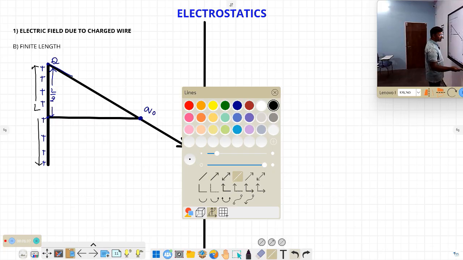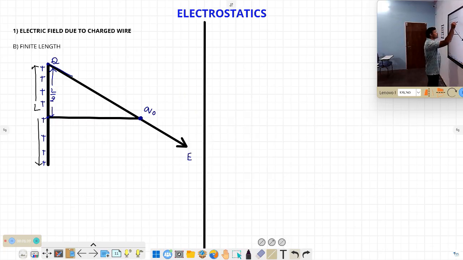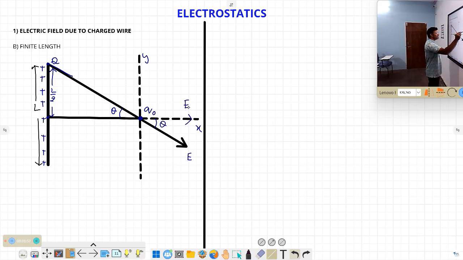Now to explain the calculation, we use the concept of choosing a coordinate system. So this is the x-axis, this is the y-axis I am choosing. This makes some angle theta here. Resolve this E into components, and you are going to get two components: one is the x component, Ex, and the second is the y component, Ey.